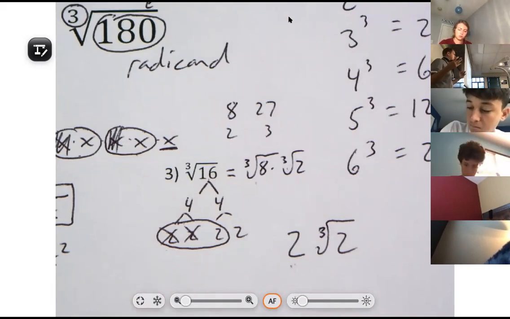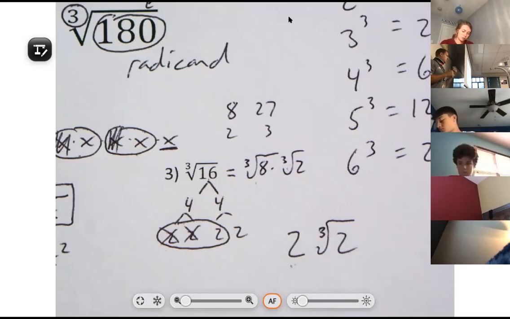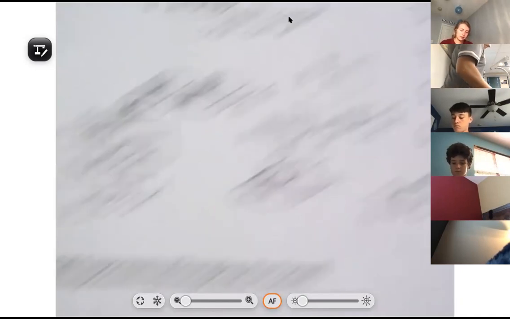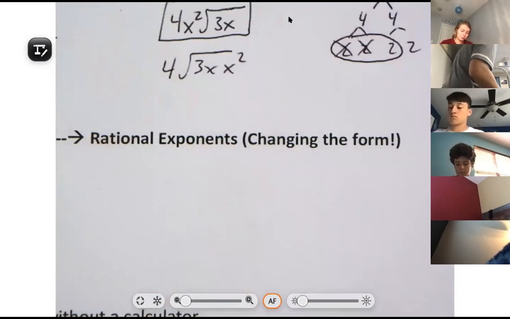Any questions? We're going to jump into the second half of the section. You guys remember doing these? Not the cube root per se, but the other ones? Okay, good. All right. The last few.